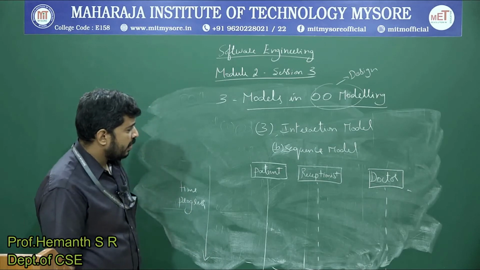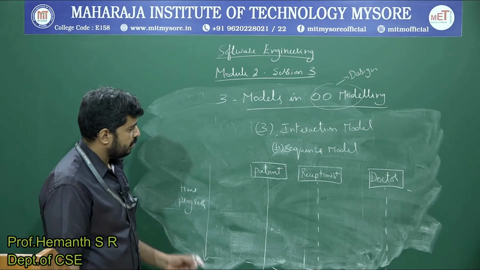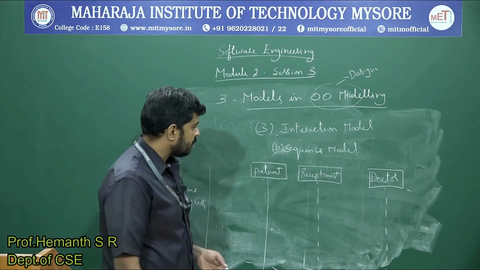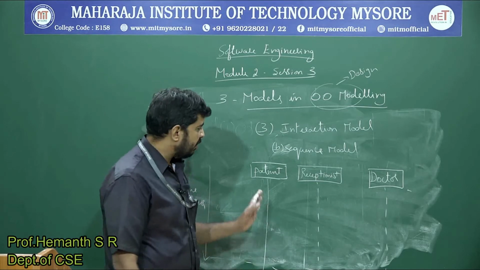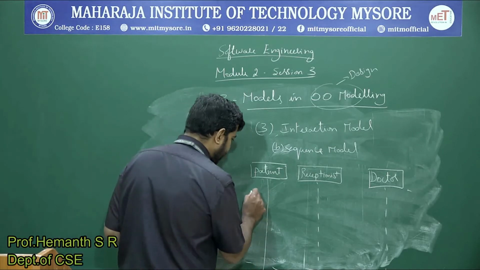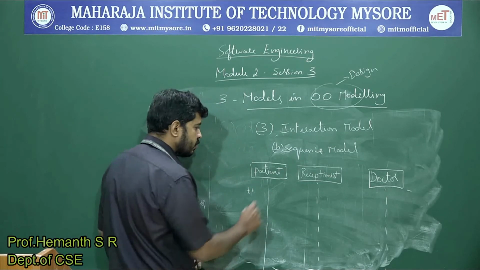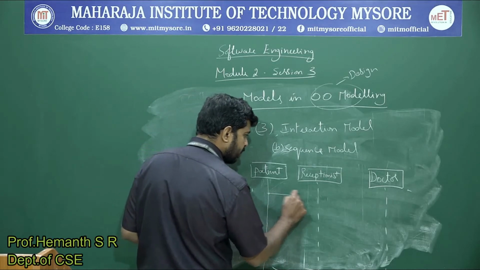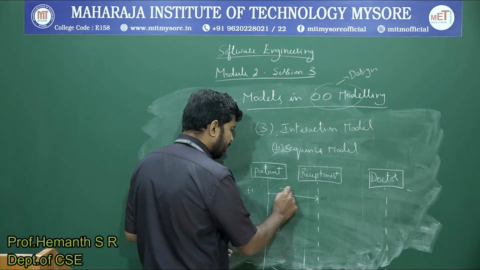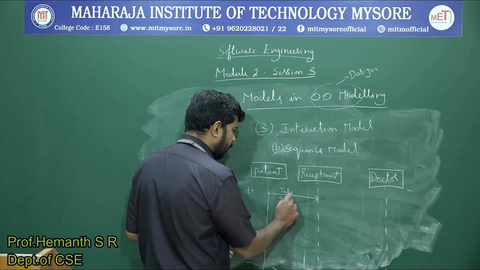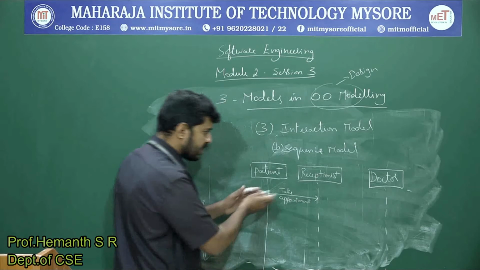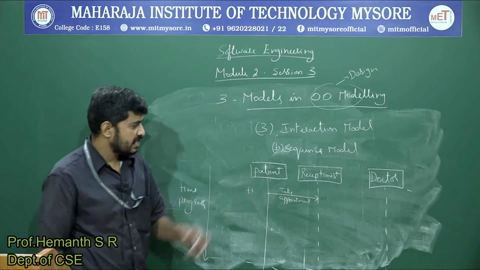Okay, now in a patient monitoring system, what is the very first thing? First, the patient should check for an appointment, because if the doctor is not available and he visits the hospital, it will not serve the purpose. So the very first thing is, maybe at a time t1, the patient will send a request to the receptionist for an appointment. So the patient has requested an appointment from the receptionist.